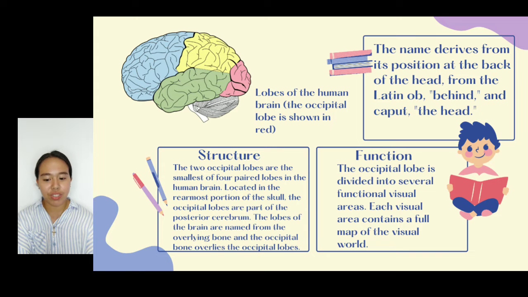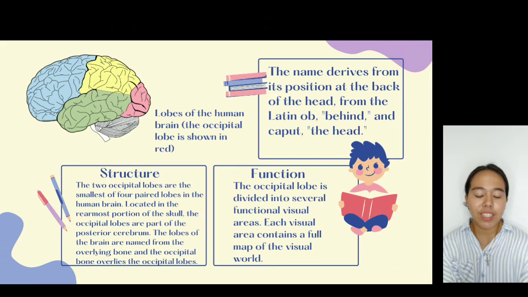So the structure. The two occipital lobes are the smallest of four paired lobes in the human brain. It is located in the rearmost portion of the skull. The occipital lobes are part of the posterior cerebrum. The lobes of the brain are named from the overlying bone, and the occipital bone overlies the occipital lobes.